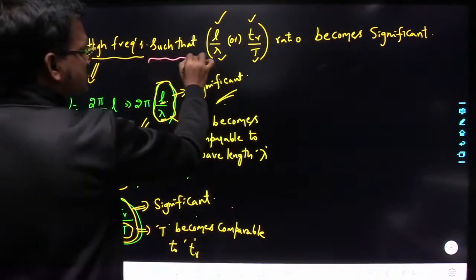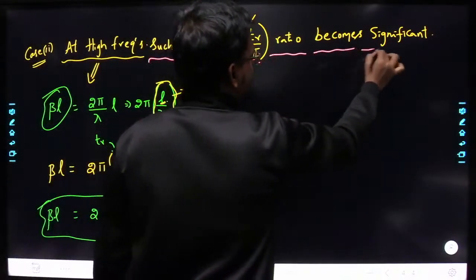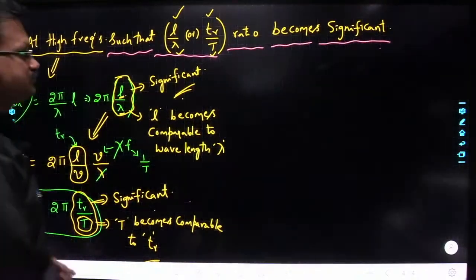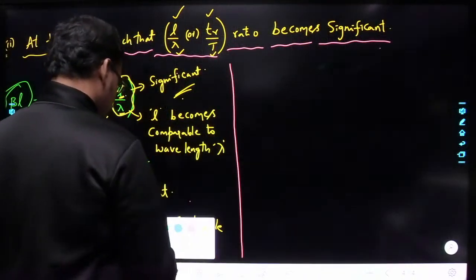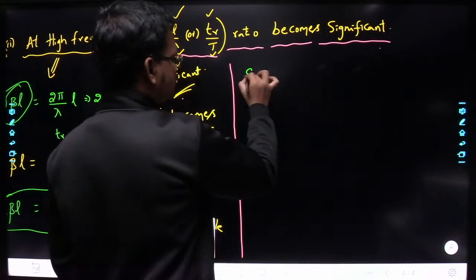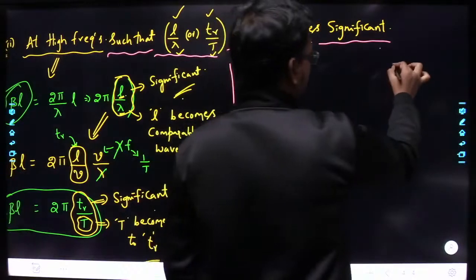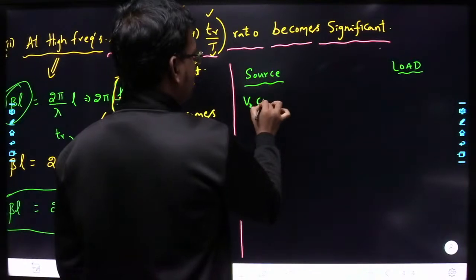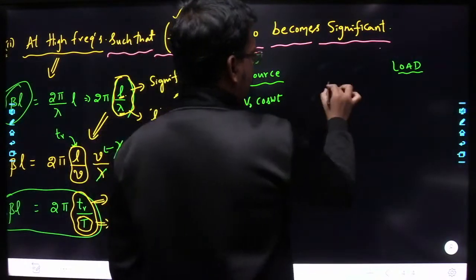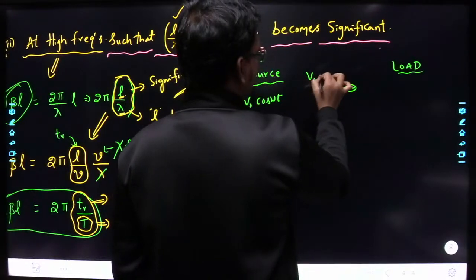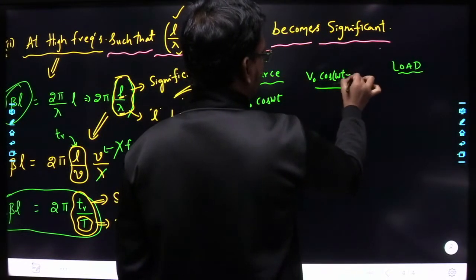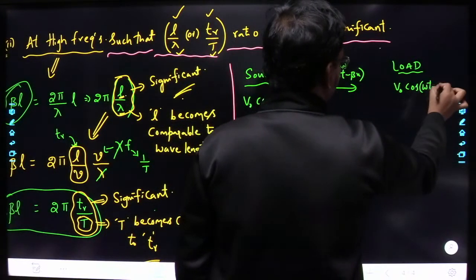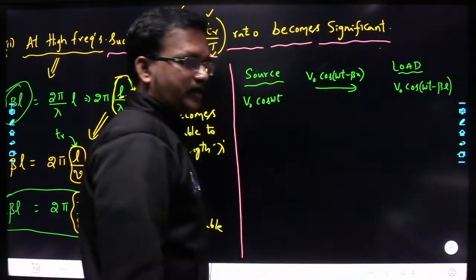So now in this case, let us say here you are having the source, and here this is nothing but the load. At the source you are having V0 into cos omega t. The signal propagating on the line is V0 into cos of omega t minus beta x, and at the load it is V0 into cos of omega t minus beta L.